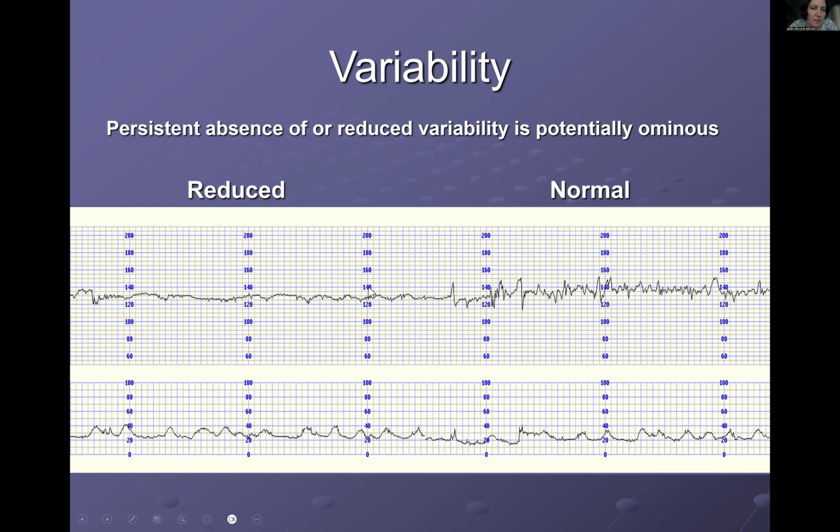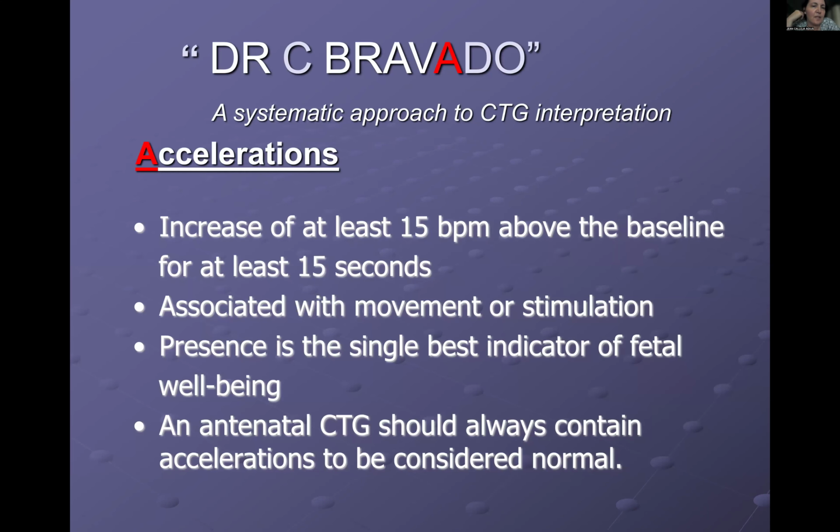So there was a temporary reduced variability which then improved. So that's fine. If it were to persist, or the flatter the line is, that is, as I said, potentially ominous, because it means there is decreased oxygenation. The A stands for accelerations.